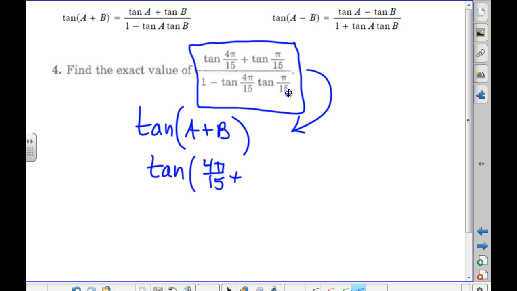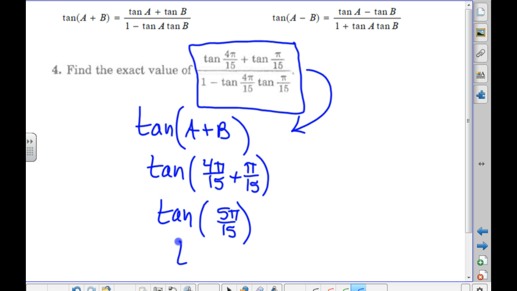And B in this question was pi over 15. Okay? Now, we can add those together. We get tangent of 5 pi over 15, which reduces to tangent of pi over 3.